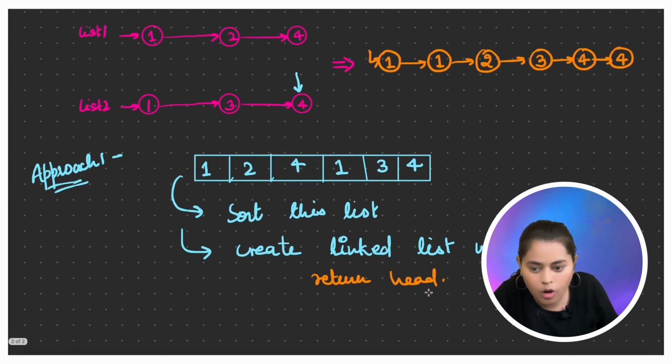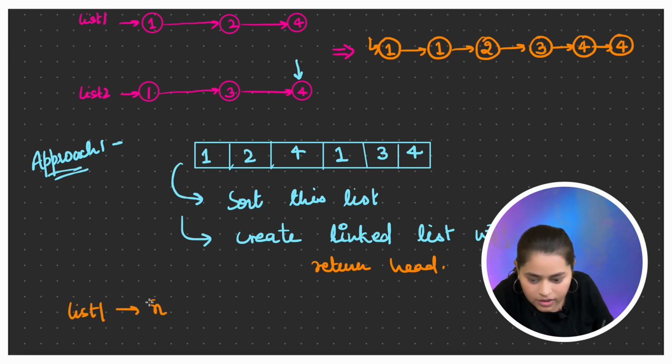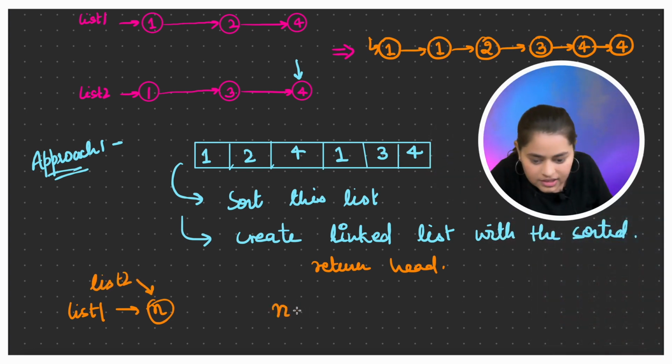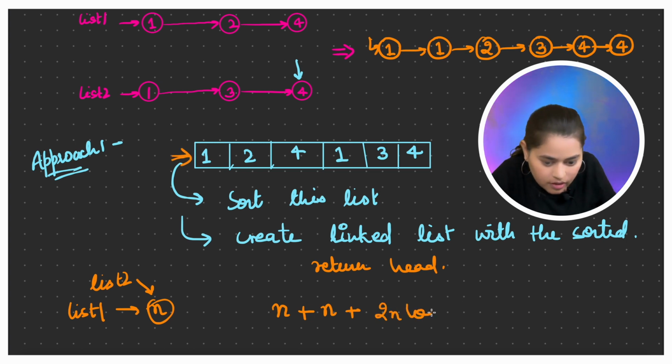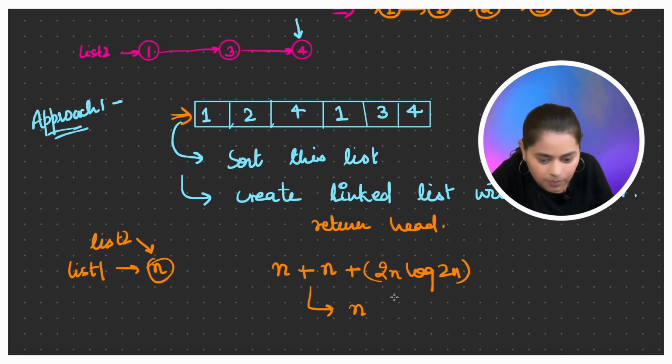But how much time did we take to do all this? Let's say each list can contain n elements. That means list 1 can contain n elements and list 2 can also contain n elements. We traversed both lists: n for traversing list 1, n for traversing list 2. Then we had 2n elements in this list and we sorted it, so 2n log 2n. We can ignore constants, so the final time complexity for this approach will be n log n.